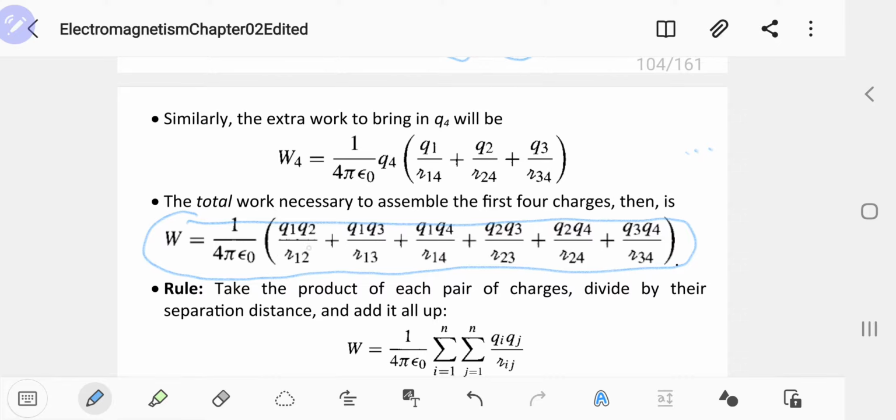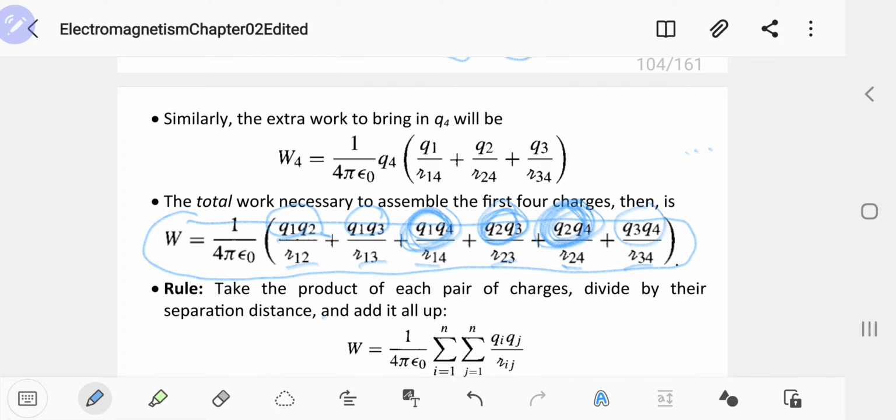Look at this. You have Q1 Q2, Q1 Q3, Q1 Q4, Q2 Q3, Q2 Q4, and Q3 Q4, and the corresponding distance between the two charges. You notice that there is no repetition. There's no Q3 Q2 because Q2 Q3 is already here. There's no Q4 Q2 because Q2 Q4 is already here. There's no Q4 Q1 because Q1 Q4 is already there. So you don't repeat the order. That's the rule in calculating the work done in assembling four charges.